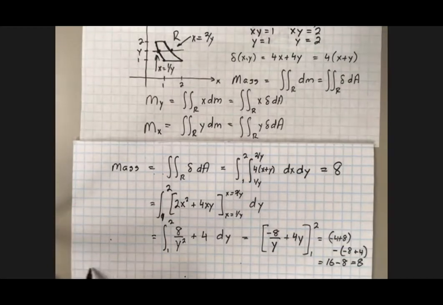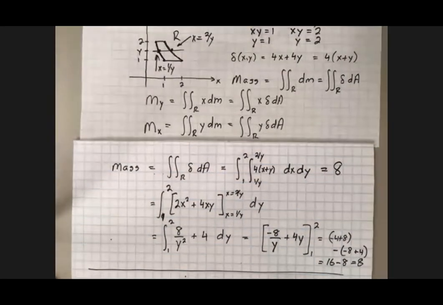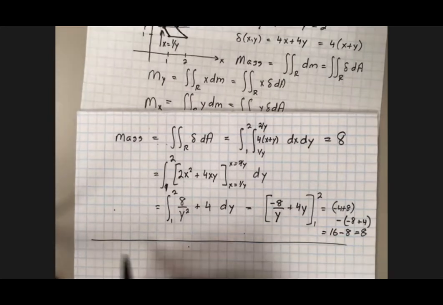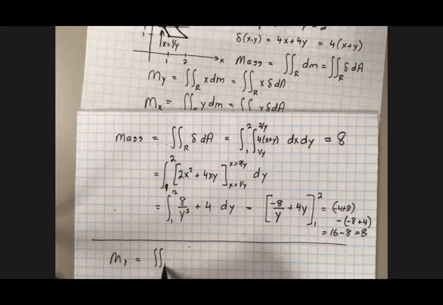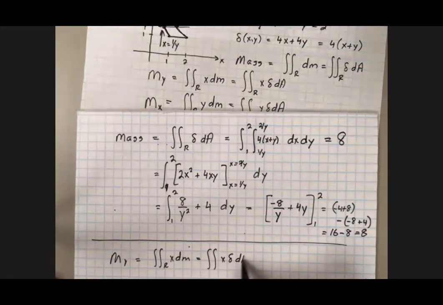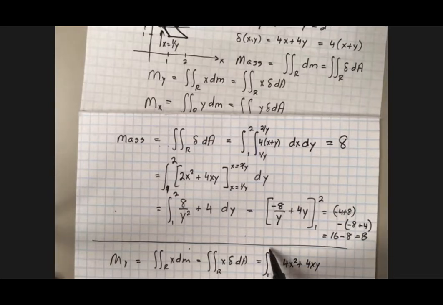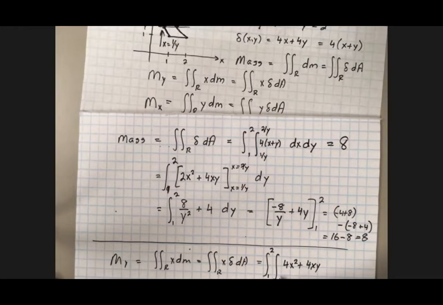Okay, now we're going to execute the other two integrals, but I'm also going to think about how I want to do this wisely. I don't want you to totally shun calculational devices. So we might move to a calculational device here, but let's at least write the moment about the y-axis, which was the x dm, which was x delta dA. Go through the progression in your mind whenever you write one of these. Now x times delta would be 4x squared plus 4xy. And we were successful with these limits before, so let's stick with them.